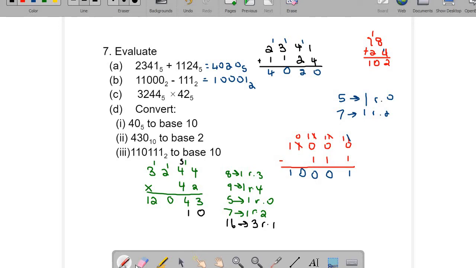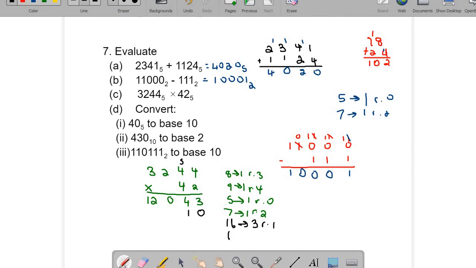All right, I'm going to have to erase the previous markings so that we don't get confused. All right, next step. 4 times 2 is 8. 8 plus 3 is 11.